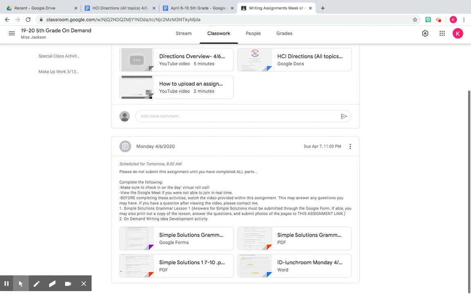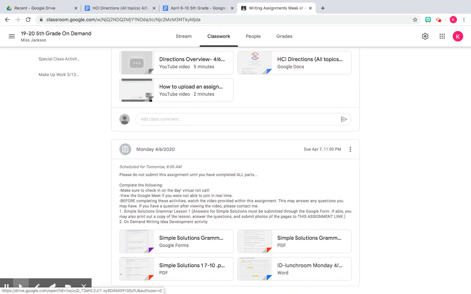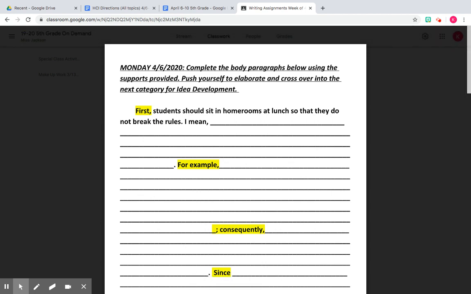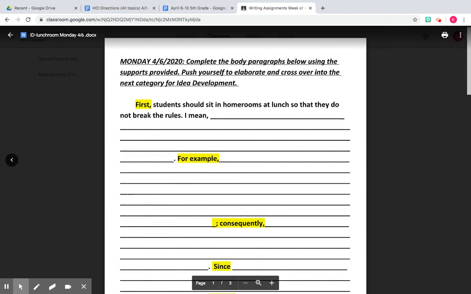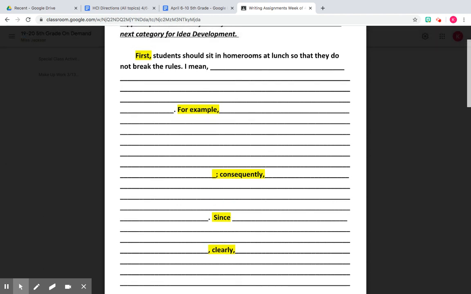Okay. Let's keep going. So your on-demand assignments are going to look a little bit different, but this is really going to help you all practice your idea development. So what's going to happen is this is going to open, and it should make a copy for everybody so that you can just type directly into this and then submit it to me, okay? These should look familiar. There are poster activities that we have done in class before. All of this is idea development, okay?